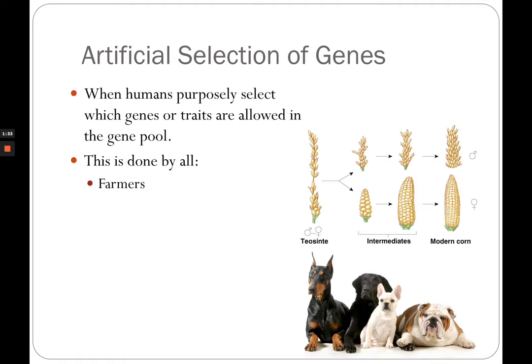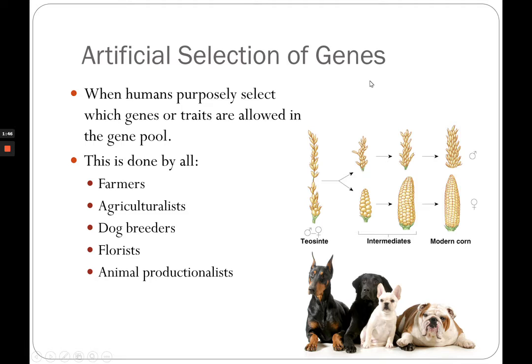This type of artificial selection is basically done by all farmers, agriculturalists, dog breeders, florists, and animal productionalists. So basically, if you're a breeder or a farmer or a cultivator of animals or plants, you have willfully done some kind of artificial selection. Nature hasn't decided to allow certain animals to survive here. It's basically based on human needs, desires, and consumptions.